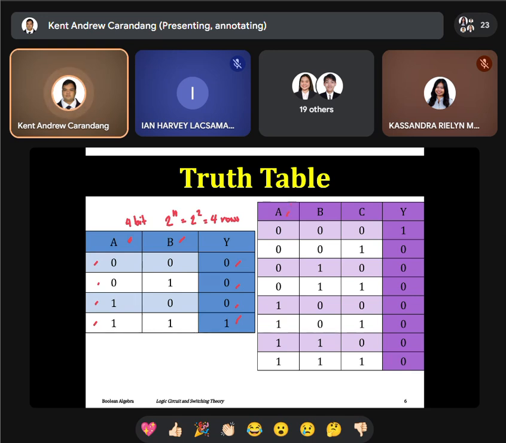If we have three inputs, 2 raised to 3 is equal to 8 rows. In the first column, we divide the 8 bits into 2, so it's 4 zeros and 4 ones. Then the second column is 2 zeros and 2 ones. And for C, it's alternating zeros and ones. Then the output depends on what is given. So that is the truth table.